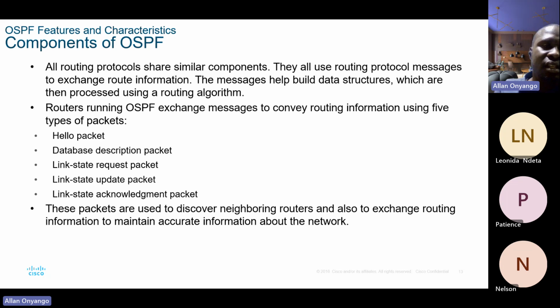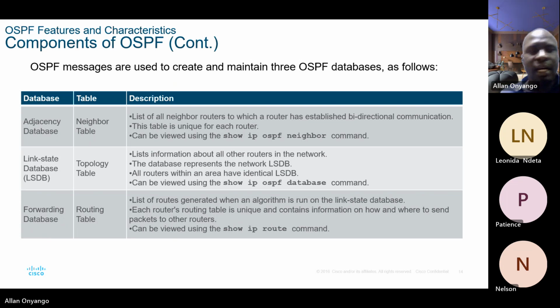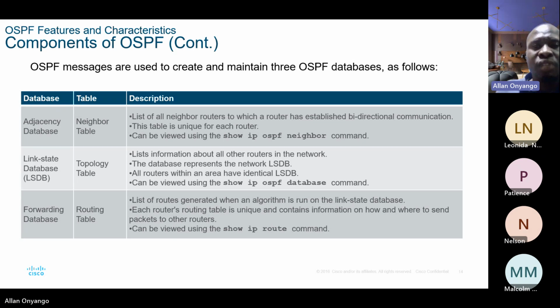So the hello packet, we have database description packet, we have a link state request packet, link state update packet, we have link state acknowledgement packet. These packets are always used to do so many things. And as we are going to talk about that in a few, I want us to first talk about some databases used within OSPF, and from each database, what kind of table can we create from those databases?